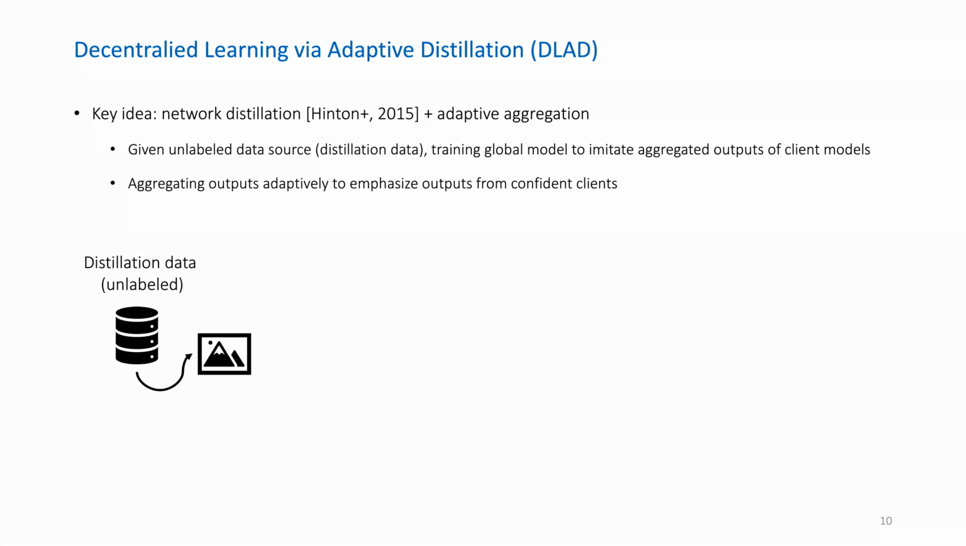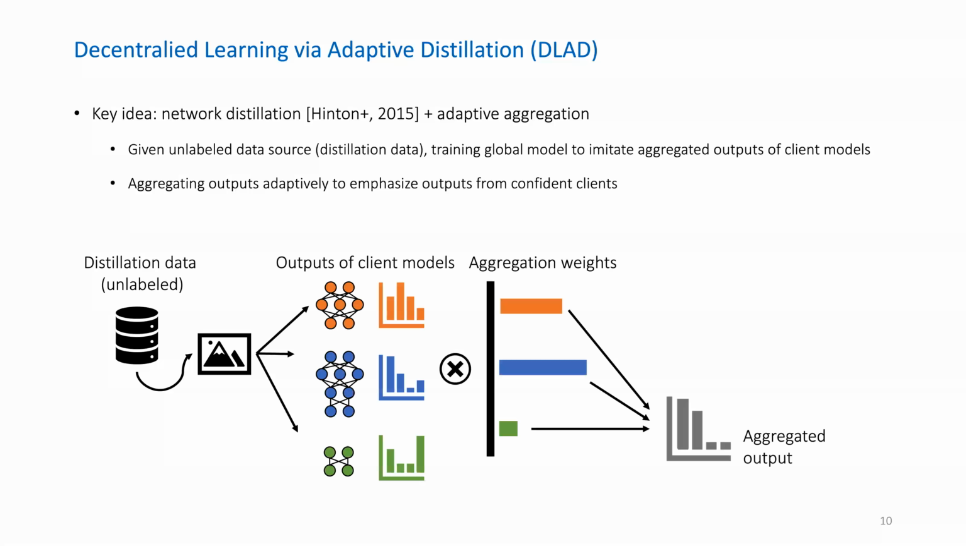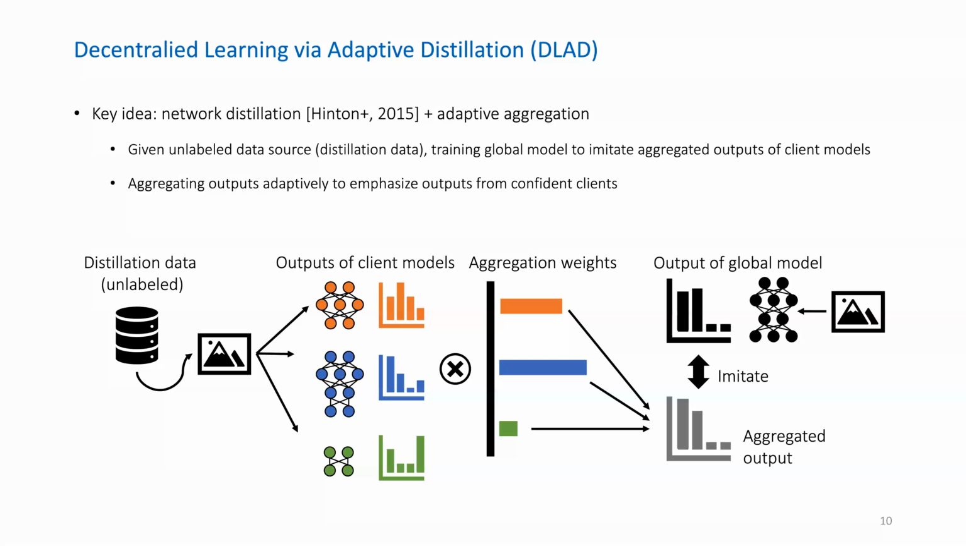Specifically, we assume that the server and clients are given plenty of unlabeled data, which we call distillation data. For each sample in the distillation data, we compute the output from each client model and aggregate them in some way. Then, the server trains the global model with the distillation data in order to imitate the aggregated output. Because we only care about the output, each client model can take different architectures. Also, we don't have to ask clients to send models multiple times.